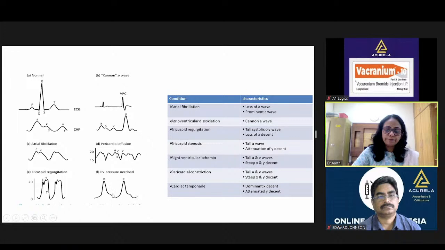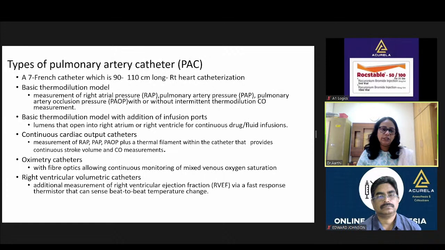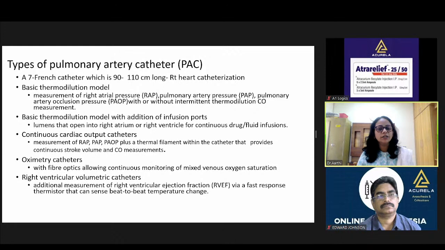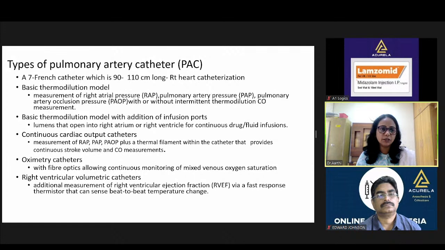So now coming to pulmonary artery catheters. Pulmonary artery catheters are seven French catheters, normally 90 to 110 centimeters long, used for right heart catheterization. There are different models of pulmonary artery catheters. These basic thermodilution models are used to measure the right atrial pressure and pulmonary artery occlusion pressures without intermittent thermodilution or cardiac output measurements. So this is a basic model, which just measures the right heart pressures and pulmonary artery occlusion pressures.